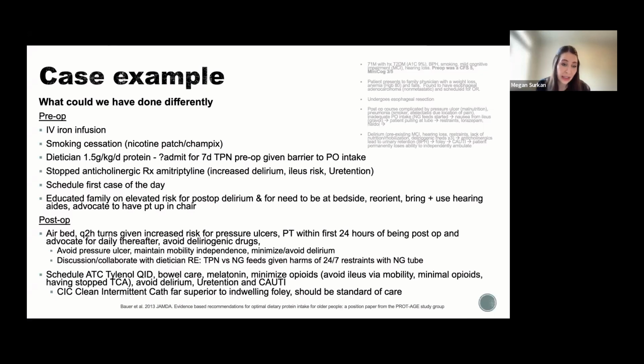And then post-operatively, things like asking for an airbed, turning and repositioning given the risk of pressure sore, trying to get physiotherapy in the first 24 hours, and avoiding those deliriogenic drugs. In my opinion, gravel should not be on any order set for any older person. Lorazepam and haloperidol all increase risk of delirium. We could have tried to avoid some of the opioid scheduling, use around-the-clock Tylenol, do things like bowel care, melatonin, and use an intermittent cath as opposed to an indwelling Foley.